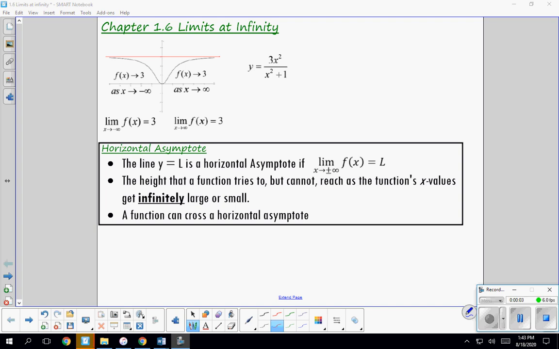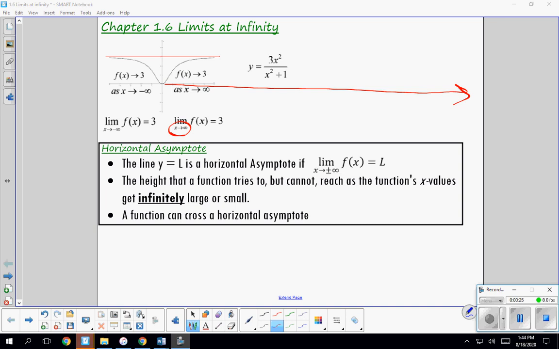So in the last video, we were looking at vertical asymptotes, which meant our function was getting bigger and bigger and bigger forever, so our limit was equal to infinity. Now we're going to see what happens as x is approaching infinity. So what happens now as we get way, way, way out here? And that's called a horizontal asymptote.